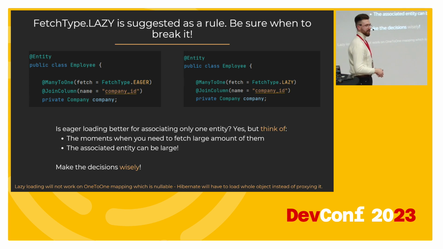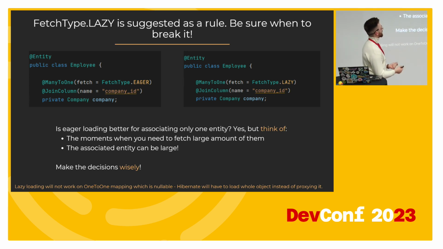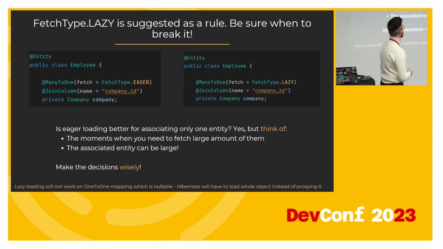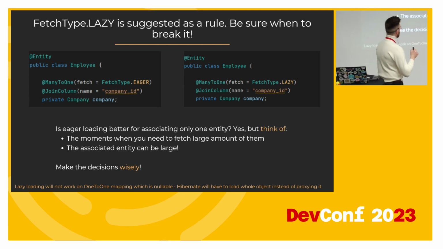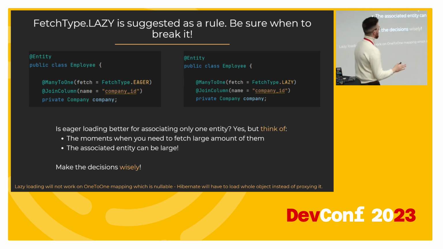I will say what is dangerous in both of the approaches. But in case of an eager, if you think that eager is okay for a single object, think of the moments when you need to fetch a large amount of, for example, employees. If you have eager on the company, once you are loading 1,000 employees, you are loading 1,000 companies. Think of those situations, and also the entity can be large. So you need to decide wisely if it's eager, if it's lazy.